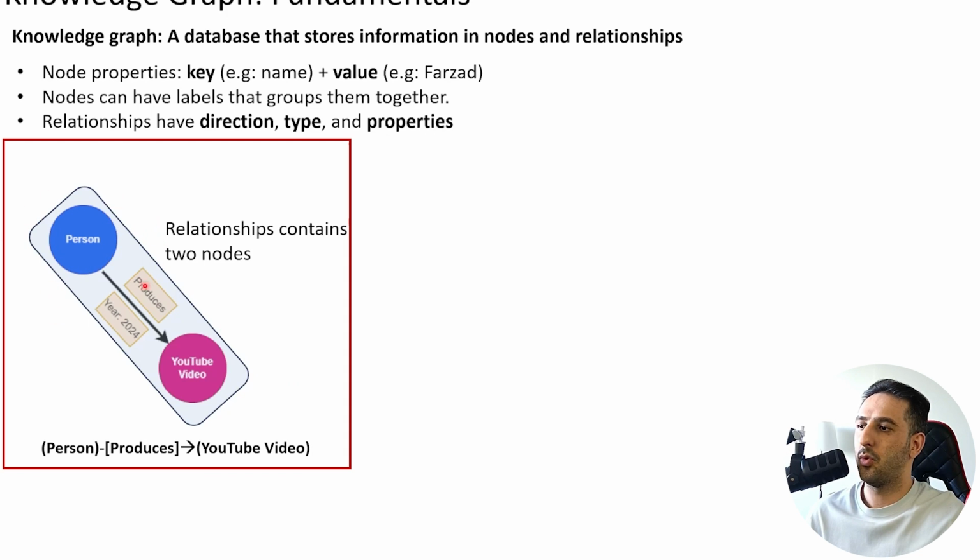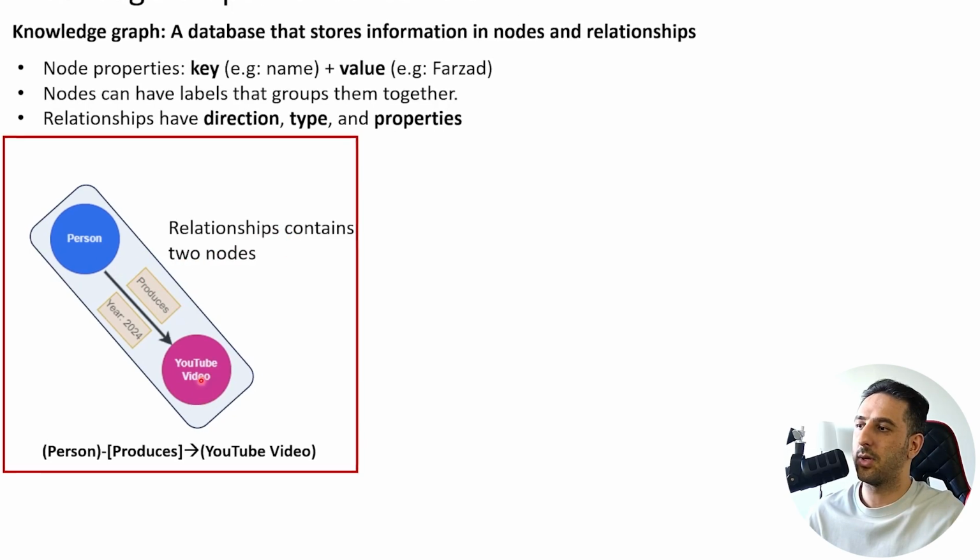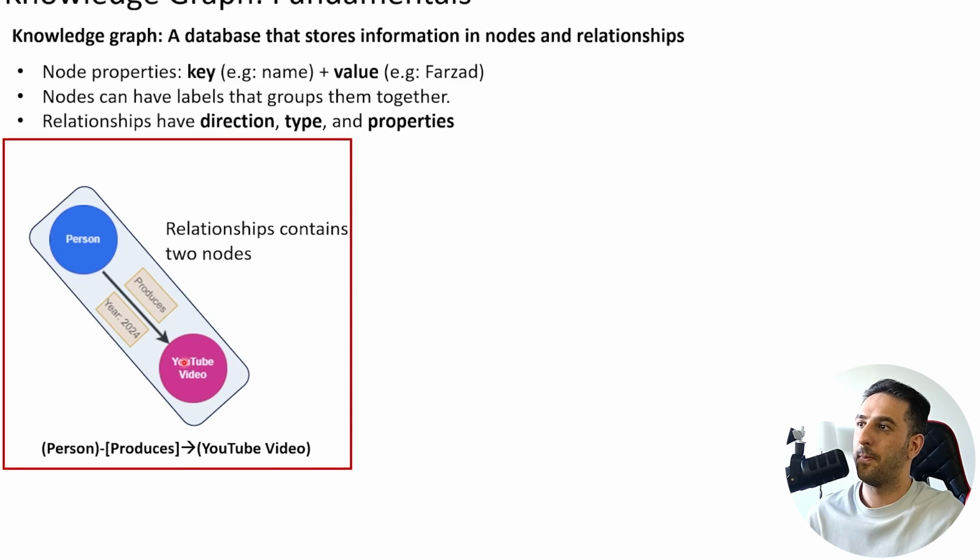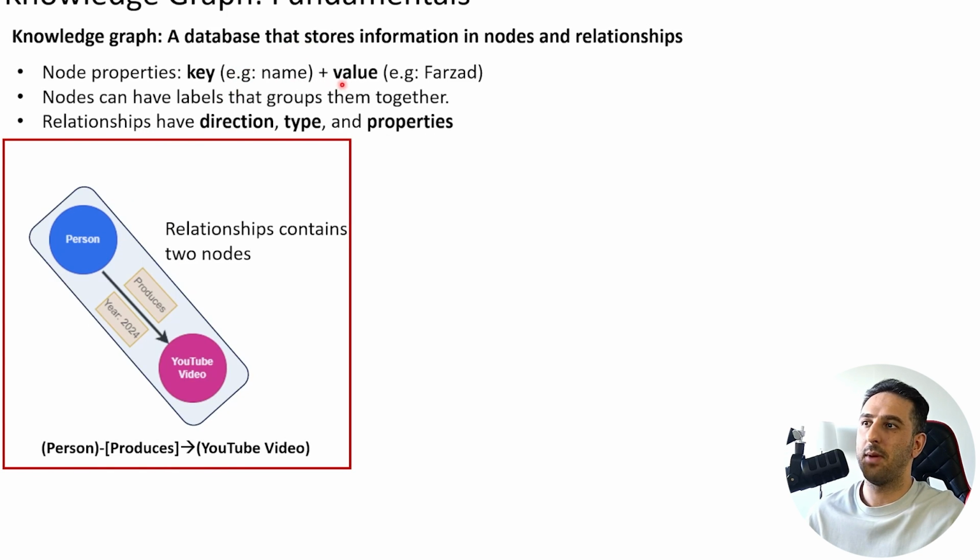As you can see here, we have two nodes. One of them is a person, the other one is a YouTube video. Keep in mind that a relationship contains two nodes. The relationship that these two have together is that the person produces the YouTube video, and that person can have a key such as name and a value such as Farzad. And you can also see the direction, the type, and the property of that relationship. And this is the way that we represent that relationship between those two nodes in text. As you can see, the nodes are inside parentheses and the relationships are inside brackets.